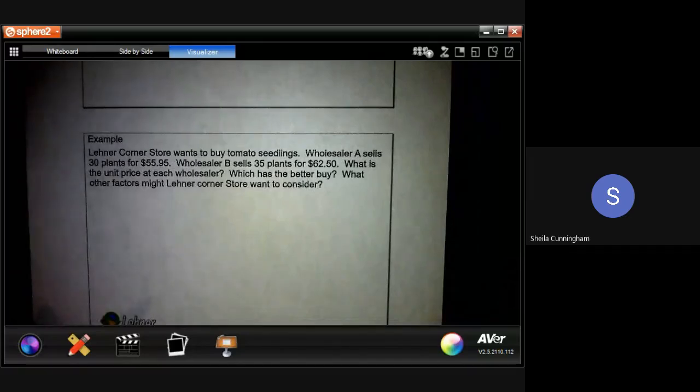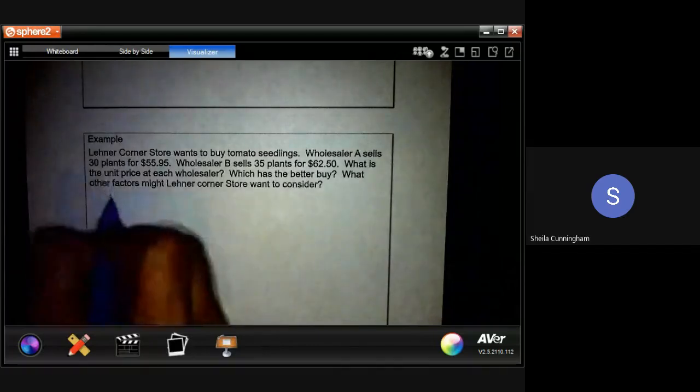So now we want to find out where we should buy those tomato seedlings. Should we go to the wholesaler A or B? Which one has a better buy overall? If we had to buy these, we want to figure out per tomato seedling, so per plant, how much is one plant at each of them? And then from there, we can look and see, oh, well, this one has a cheaper per plant price than the other. So that would only make sense. You would go with that product.